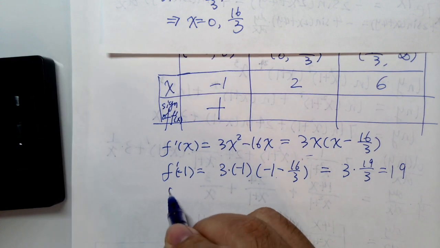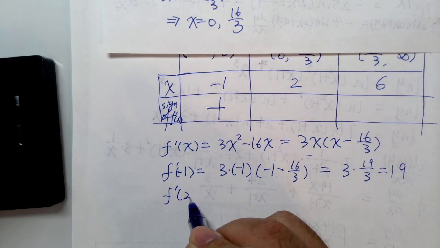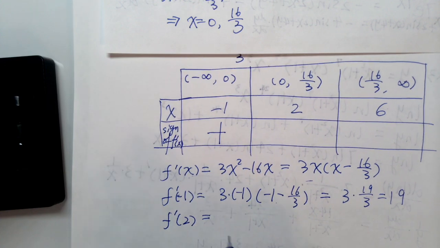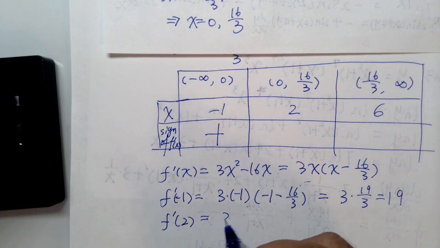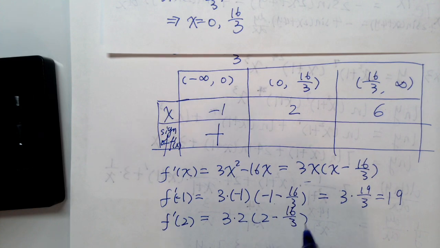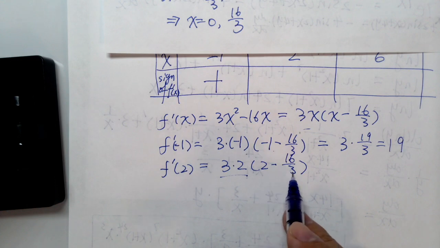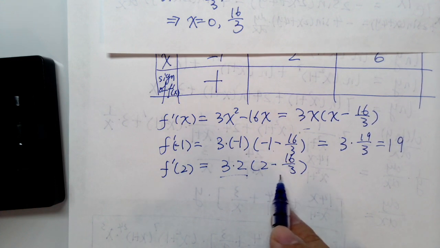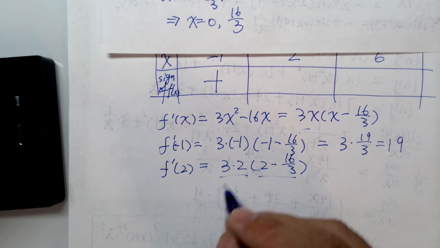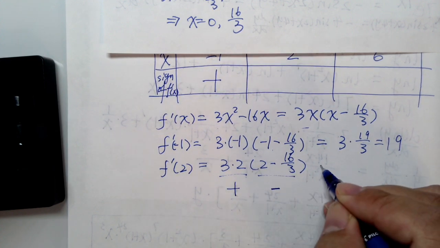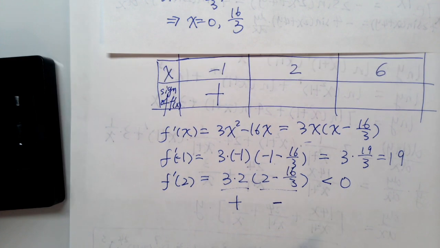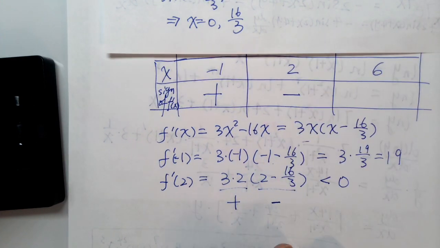So same logic. The derivative evaluated at 2. So guys, you can plug in: 3 times 2 minus 16/3. Apparently, this part is positive. 16/3 is a number between 5 and 6. So it's 2 minus this number, which is negative. So you have positive times negative. So overall, this is going to be negative. Okay, so the sign here is negative.